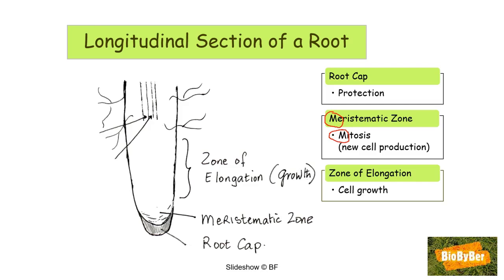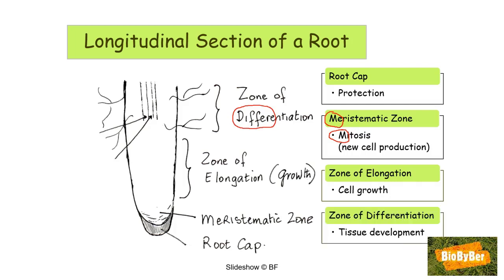As time moves on, when the cells have grown, they start to differentiate. They start to change. Notice the word different in differentiation. In the zone of differentiation, the cells start to do different jobs. They start to carry out different functions. This is also called division of labour. So in the zone of differentiation, we see the formation of tissues.